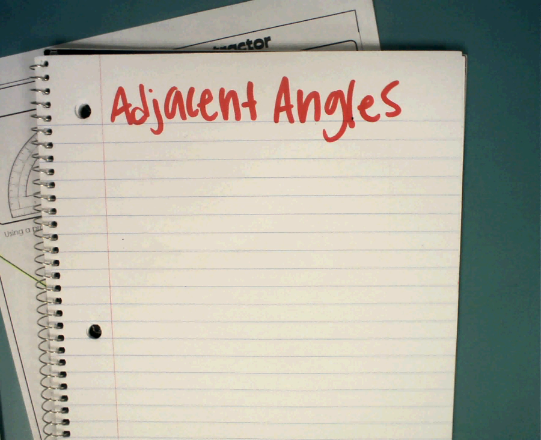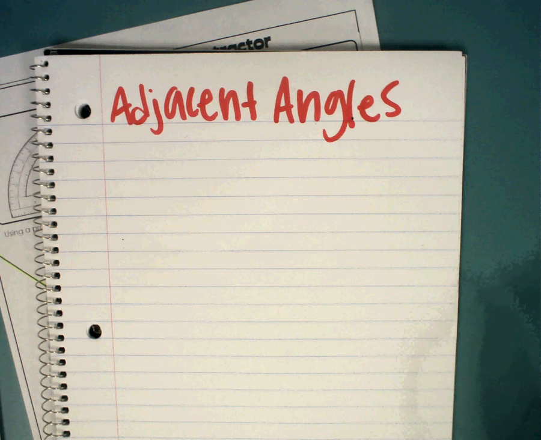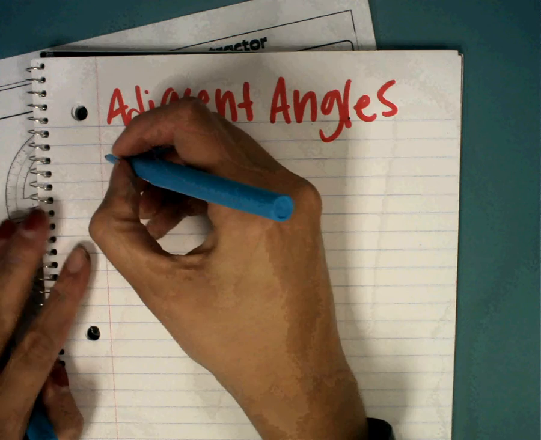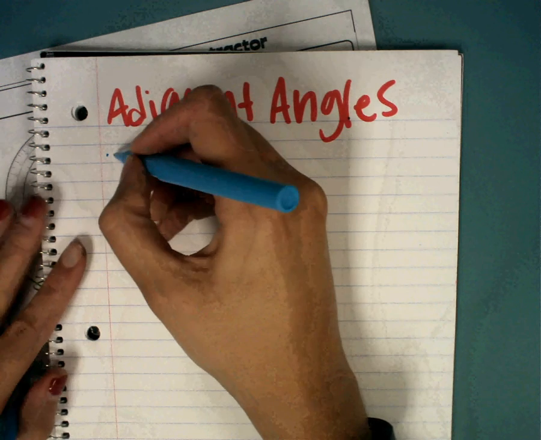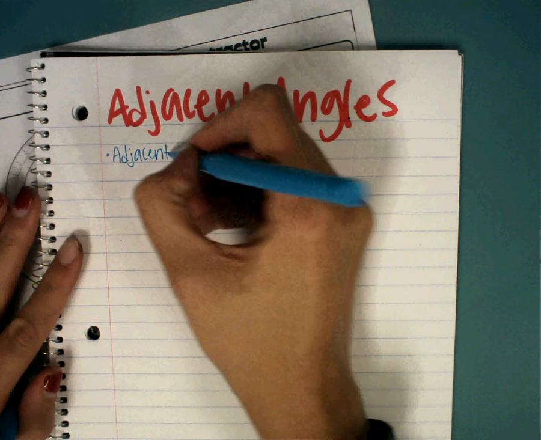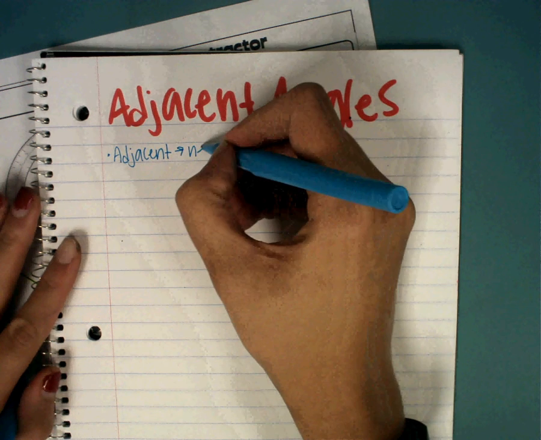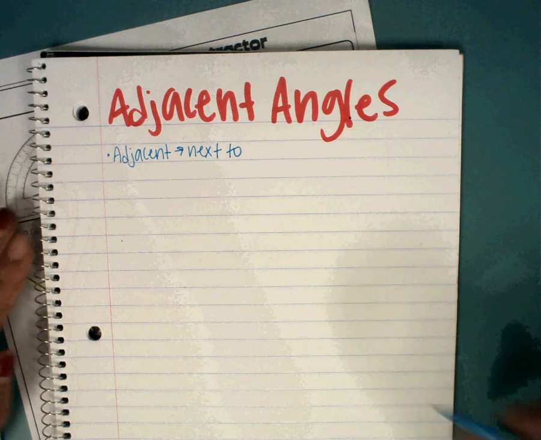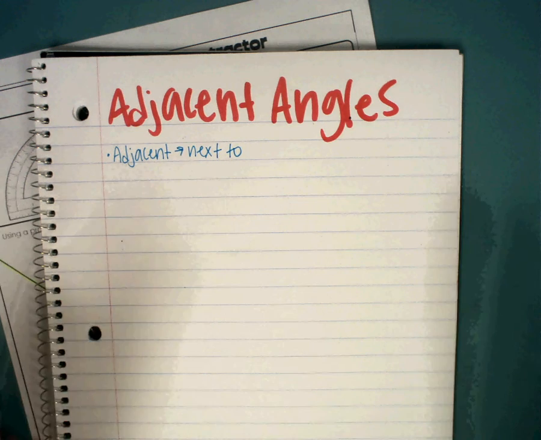Alright guys, so tonight we're going to talk about adjacent angles. Do you know what adjacent means? Adjacent means next to, okay? It's next to something. It's an angle that's next to another angle. That's what adjacent angles means.